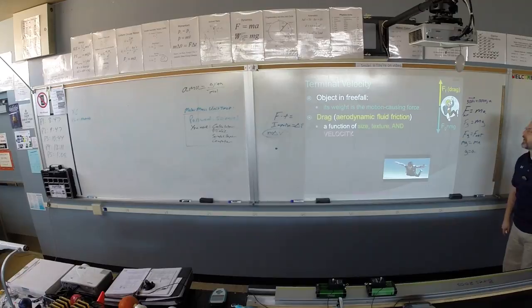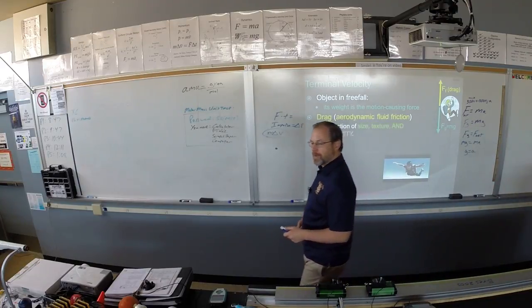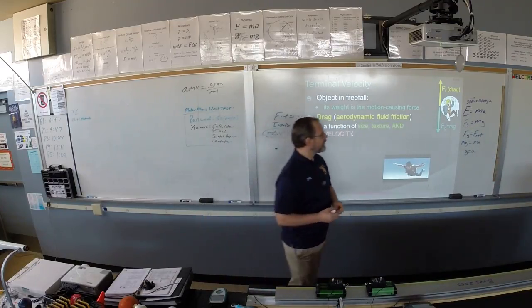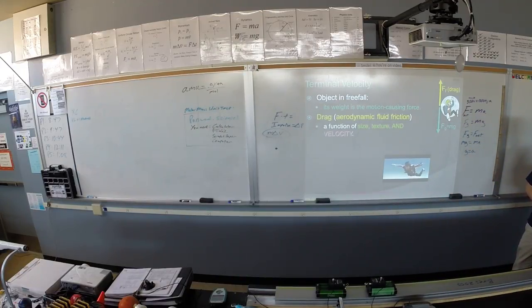But anyway, drag, fluid friction, applies an upward force, and eventually you get to a terminal velocity. A terminal velocity means your net force is 0. Your F net is equal to your gravity weight minus your friction. When your gravity weight is the same as your friction, your F net becomes 0. And when your F net becomes 0, what does your acceleration become?